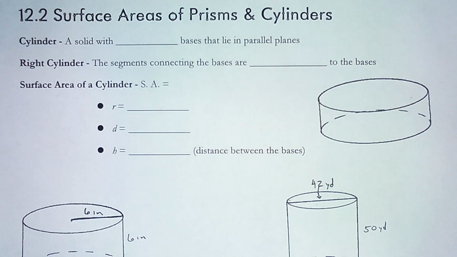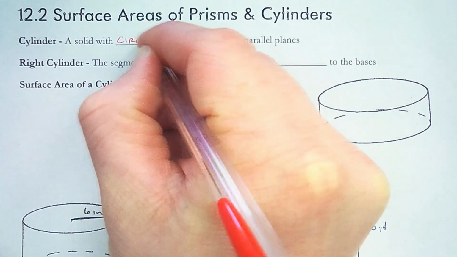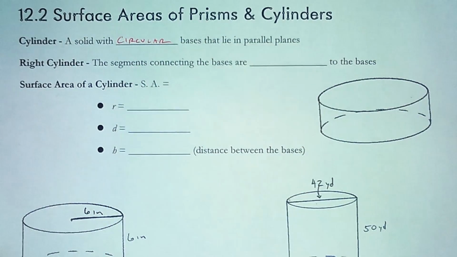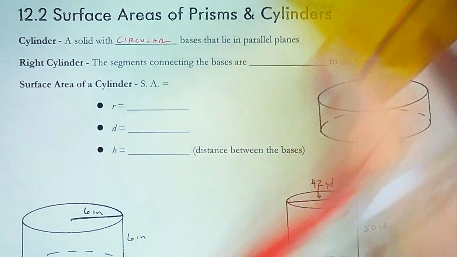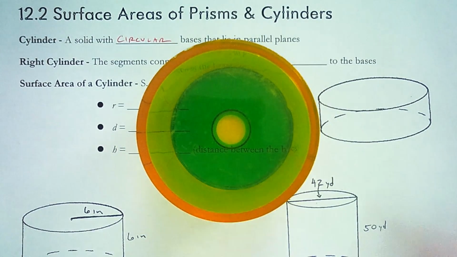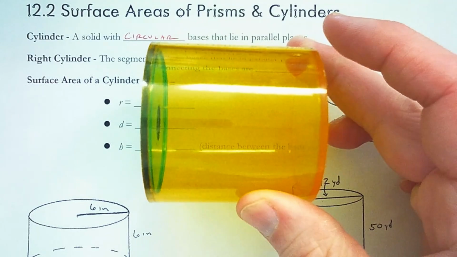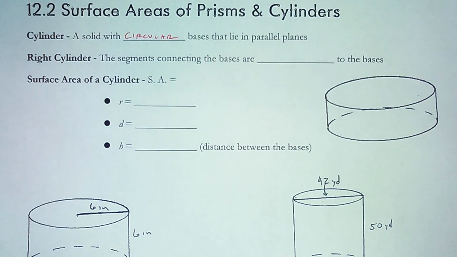Welcome back. In this video, we will talk about surface area of a cylinder. First, what is a cylinder? A cylinder is a solid with circular bases that lie in parallel planes. So this here is a cylinder. It's got two bases that are circles, and those two circles are parallel to each other.